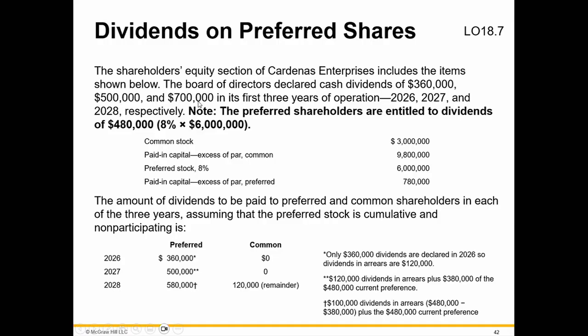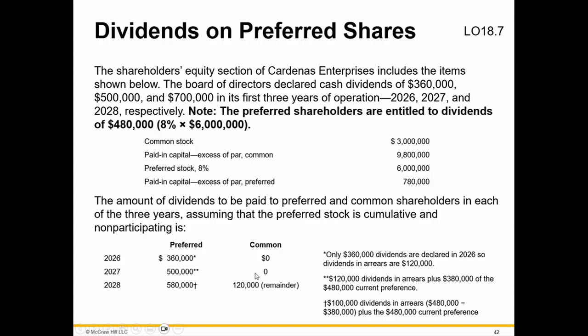It's 700,000. You've got to remember though, we still owe the preferred. There are dividends in arrears of $100,000 plus their current 480, that's 580, right? So we have to give them 580. There was a total 700 to distribute. 700 minus 580 leaves the remainder of 120 to distribute to the common shareholders.